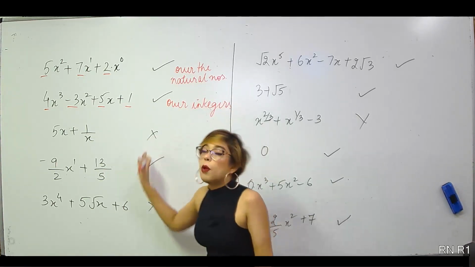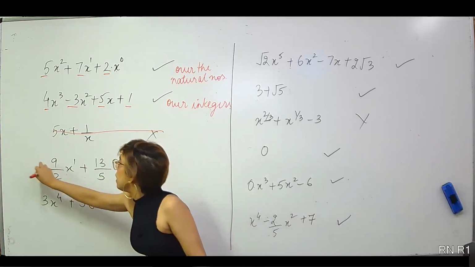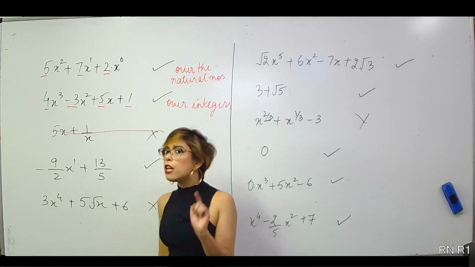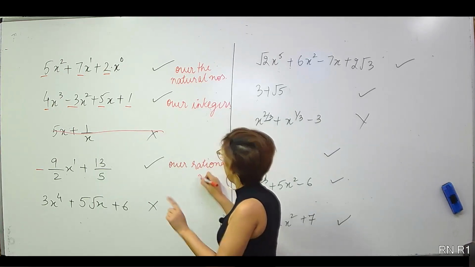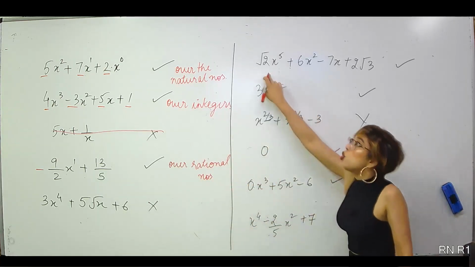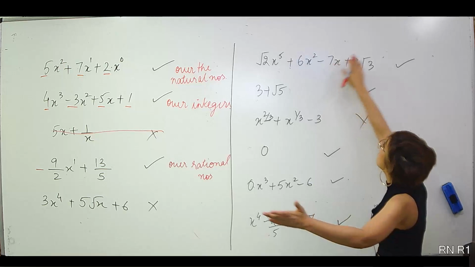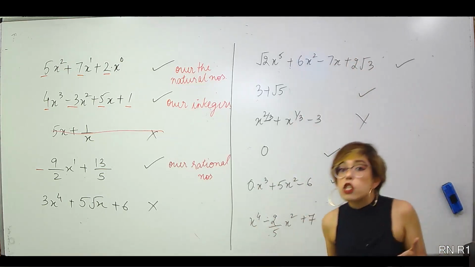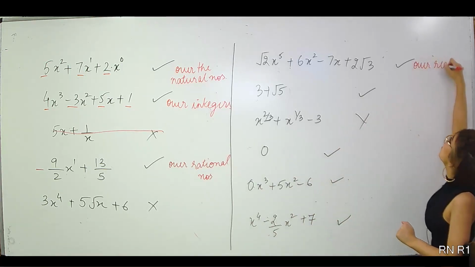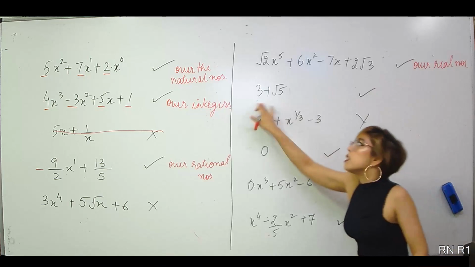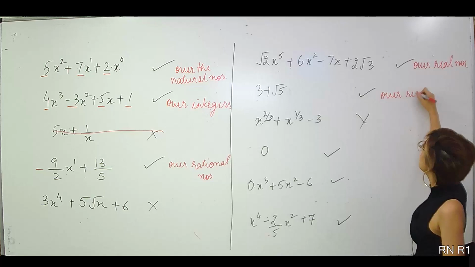Right? Okay. This is not a polynomial, so I do not care. This is obviously minus 9 by 2, 13 by 5. Now these are rational numbers, so that means this is a polynomial over rational numbers. Right, not a polynomial, I do not care. Then root 2, which is an irrational number, 6, which is a natural number, then minus 7, then 2 root 3. Since rational and irrational both are involved, I would say this is a polynomial over real numbers. Again, this is a polynomial over real numbers, because here the irrational terms are involved, so over real numbers.